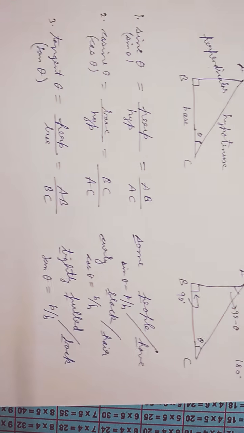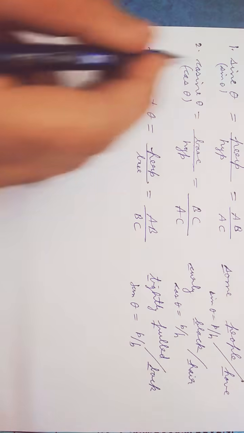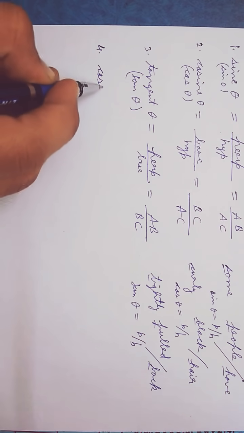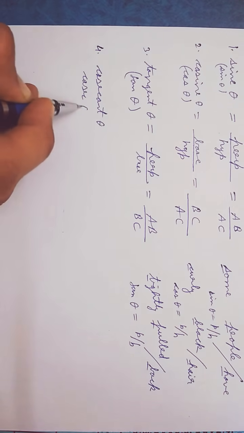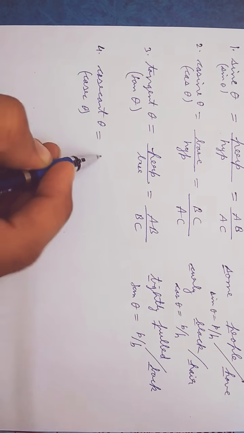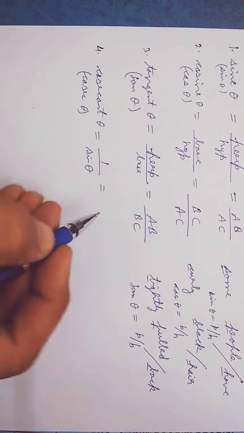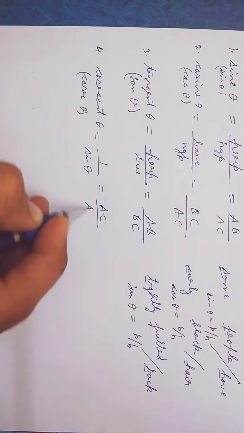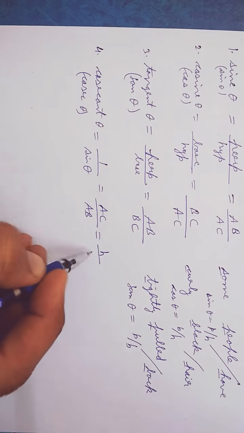Now we have some more ratios also, which are just opposites of these three. The fourth one is the cosecant theta, in short also called cosec theta. This is the inverse of sine theta. Sine theta was AB by AC, so this is AC by AB. Sine theta was P by H, so this is H by P.